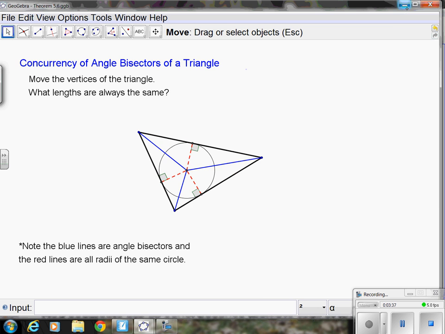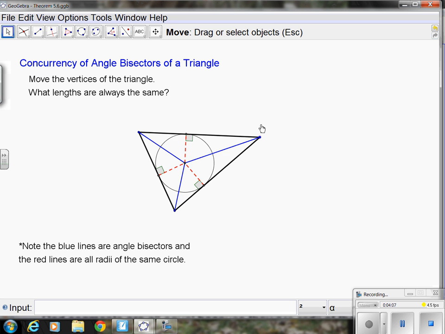The second theorem is about the angle bisectors. So in this case, this angle is congruent to that angle. These blue lines are the angle bisectors. The red lines are just perpendicular lines. So from the point of concurrence, along the blue lines, to the side of the triangle, those are radii of the same circle. So the red lines again are going to be congruent.